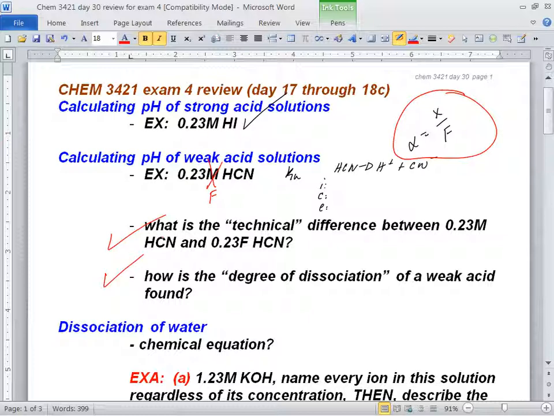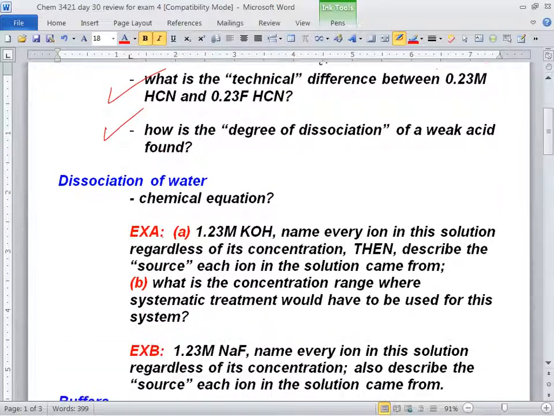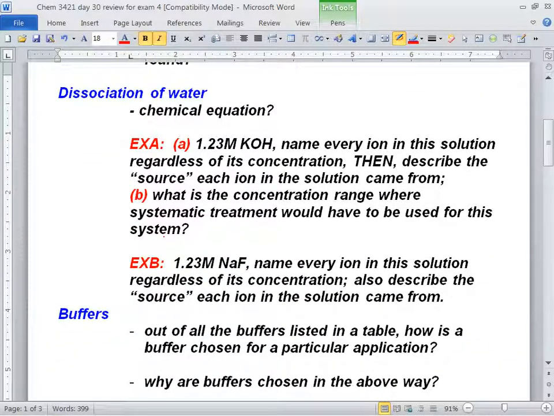Dissociation of water. Gloriana, what's the chemical equation? Just stop me anywhere along here if I lost you, if you're not sure about something. Gloriana, what's the chemical equation for the dissociation of water? Isn't it 1 times 10 to the negative 14? That's not a chemical equation. What did you just name? What did she just name? Anybody? She named Kw. She named the equilibrium constant for the reaction that I asked for, right?